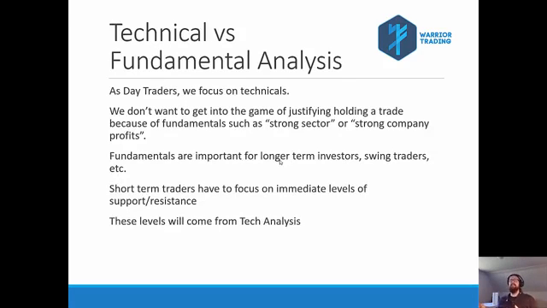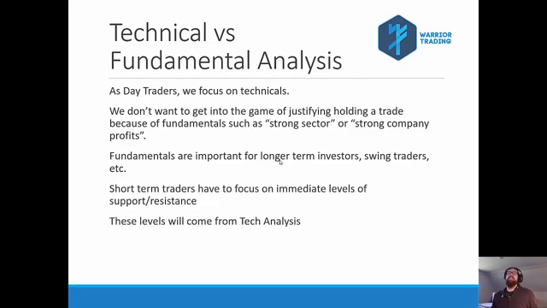So technical analysis versus fundamental analysis, as I already sort of indicated, we focus on the technicals, and we don't want to get into the game of justifying why we're holding a stock because of fundamentals. Saying, oh, well, I was short Nike, this stock should be coming down. I've heard so many people get into this, and it's kind of a pet peeve, because that logic has no place in day trading. Oh, they had horrible earnings. It's someone who's trying to do analysis on the corporate documents that the company's released.